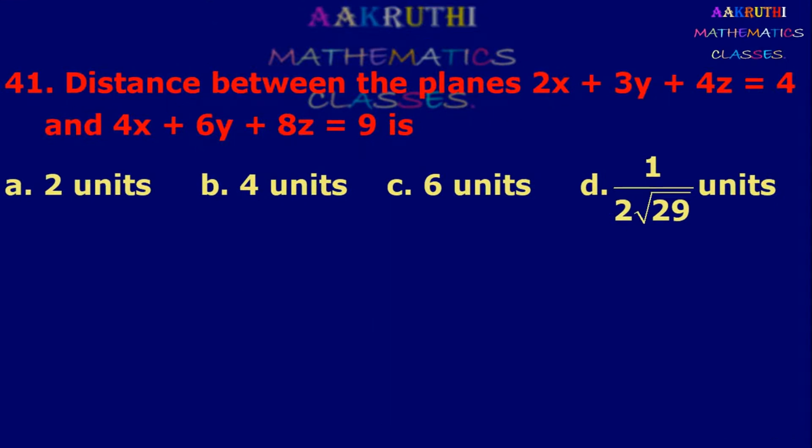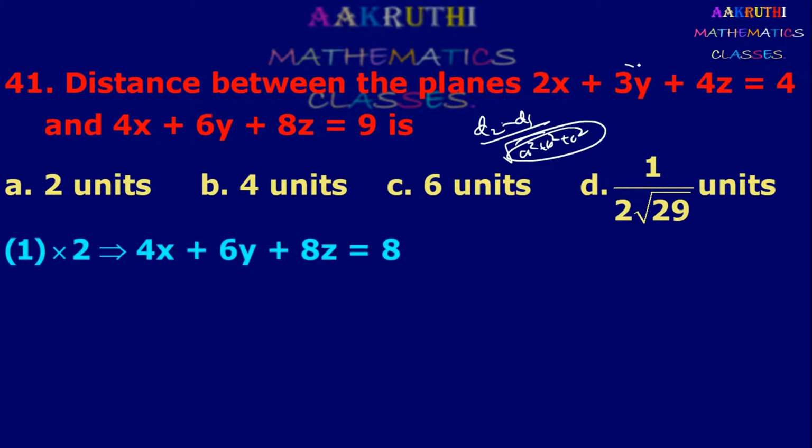Distance between the planes 2x plus 3y plus 4z equal to 4 and 4x plus 6y plus 8z equal to 9 is. So directly we can use the formula. Distance between two planes is (d2 minus d1) divided by root of (a square plus b square plus c square). But here the direction ratios should be the same, and here they are not the same.